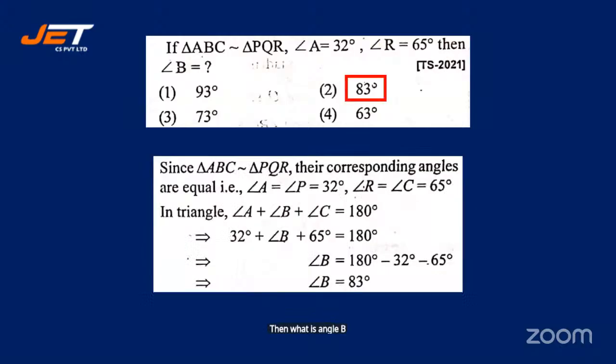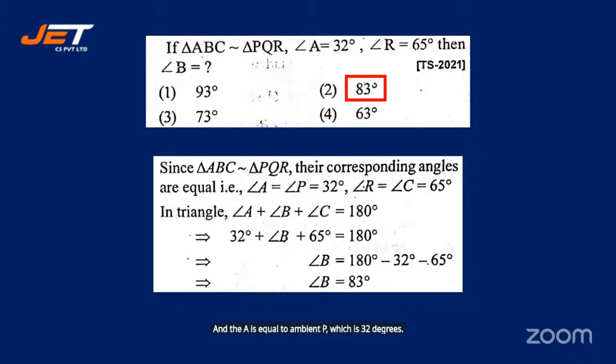All right, let's see this. 83. How? Look at the monitor. Since triangle ABC is similar to triangle PQR, their corresponding angles are equal. That is, angle A is equal to angle P, which is 32 degrees.